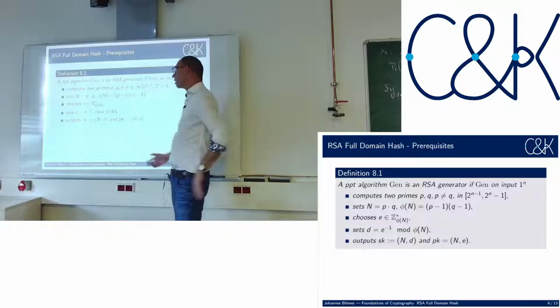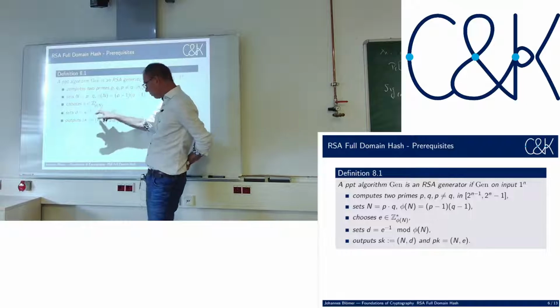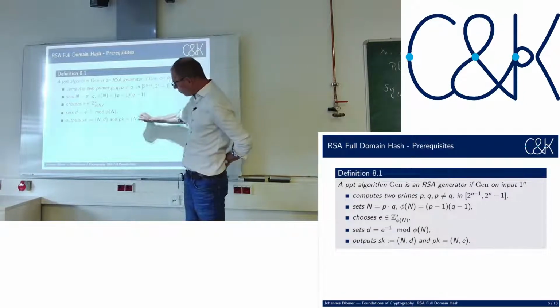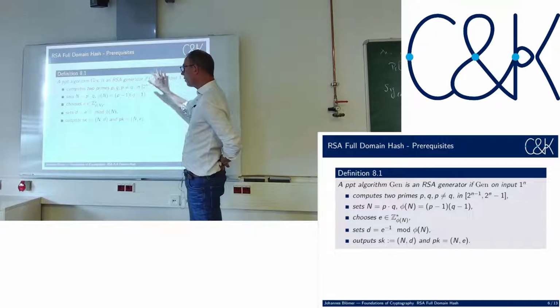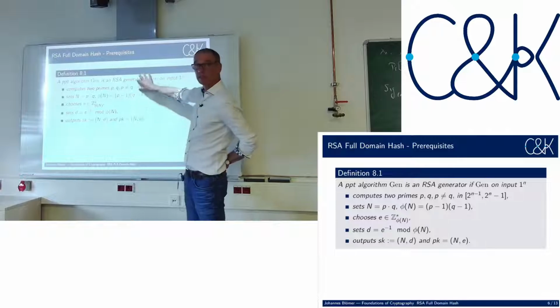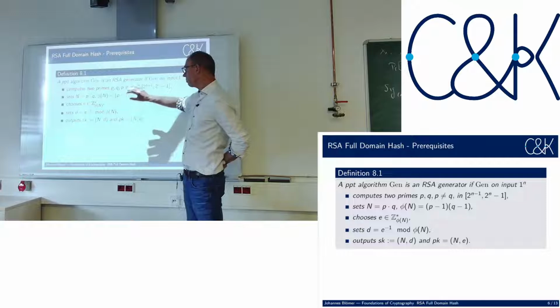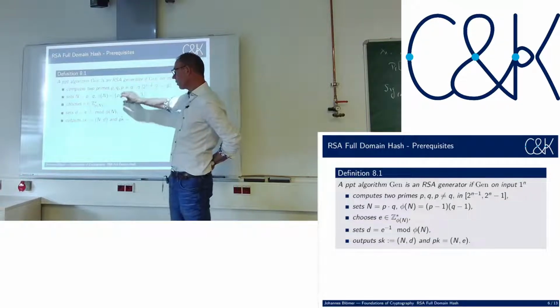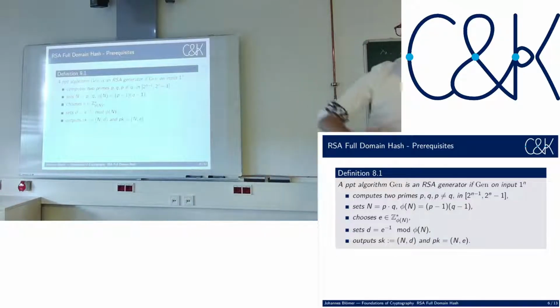Specified by the generator of this algorithm. But then it has to set d to be e minus 1. And then it outputs this secret key, public key pair. So for a generator, any algorithm that satisfies these things, we call it an RSA generator. But we do not specify how exactly it has to compute these primes or this exponent e. Anything that does this is an RSA generator.